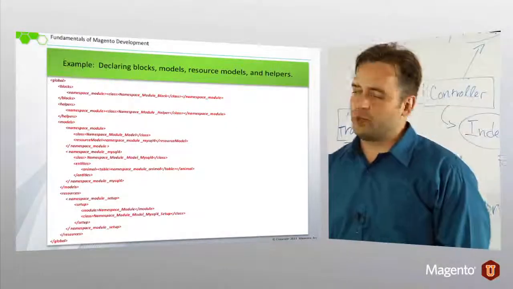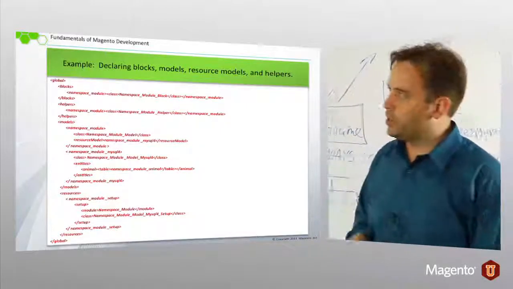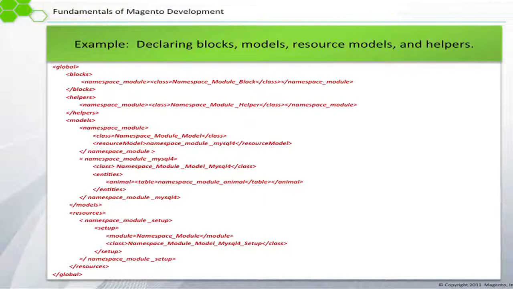This one may be a little bit hard to read up here, but should be legible in your book. We put this all in one slide just to show you once again the pattern that exists. You have global blocks, helpers, models, and directly under blocks, directly under helpers, directly under models is where you declare your class group. In this case, it's just generically referred to as namespace_module. And then that is connected to the file system via this class node.